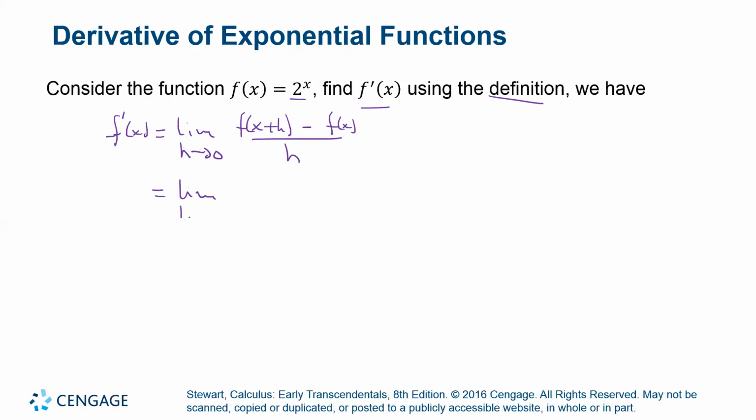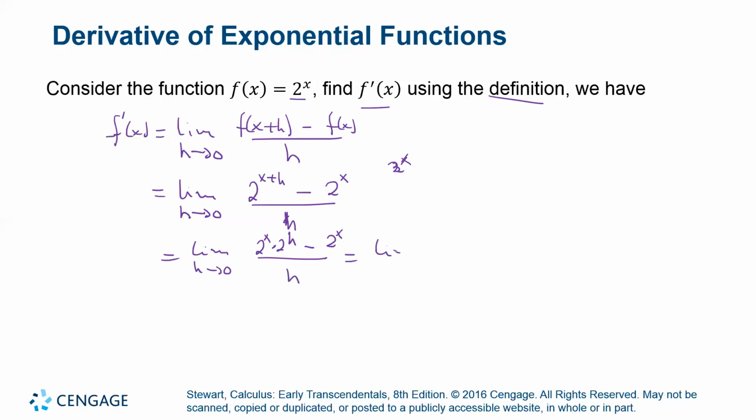So what is that? This is the limit as h goes towards 0, and we have 2 to the x plus h minus 2 to the x over h. All right, now notice that in the numerator, we can factor 2 raised to x from that, because this is how it looks. You should view it like this: 2 to the x times 2 to the h. Okay, that's why we got 2 raised to x plus h. Then minus 2 to the x over h, which will give us the limit.